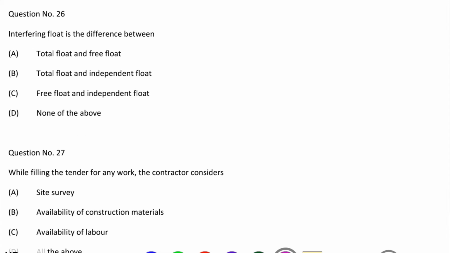Next question, interfering float is the difference between option A total float and free float, option B total float and independent float, option C free float and independent float, option D none of the above.